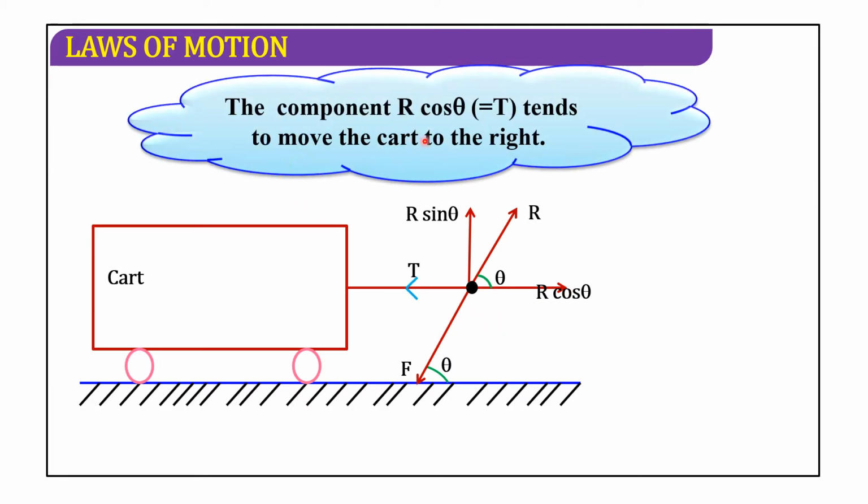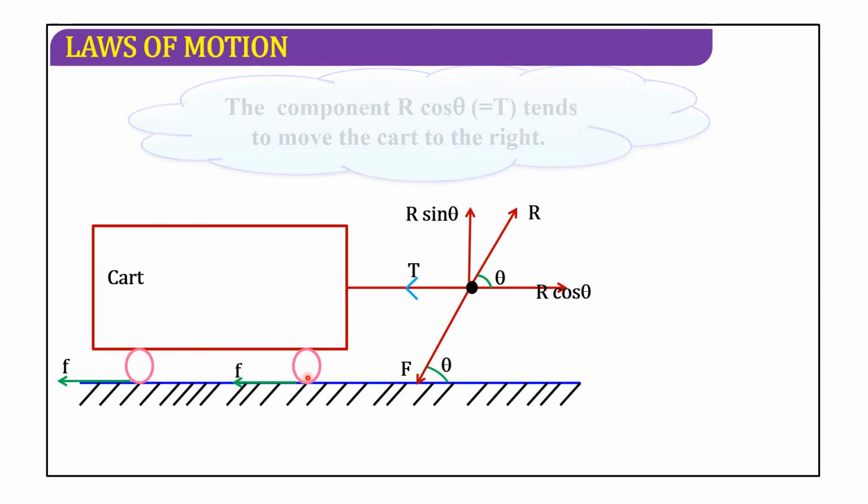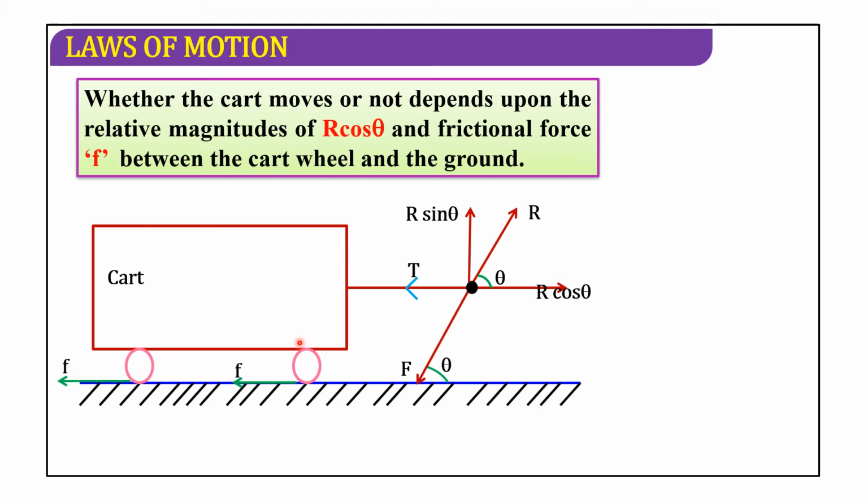The component R cos theta tends to move the cart to the right. See here, moving to the right. Whether the cart moves or not depends upon the relative magnitude of R cos theta and frictional force F between the cart wheel and the ground.